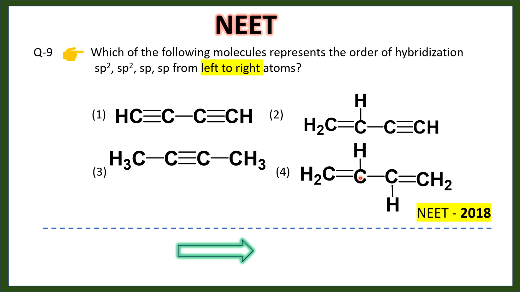Now this is sp2, sp2, okay fine. Then this is sp, but this is sp2, so again sp. So sp2, sp2, sp, sp. So here the correct option is option 2.